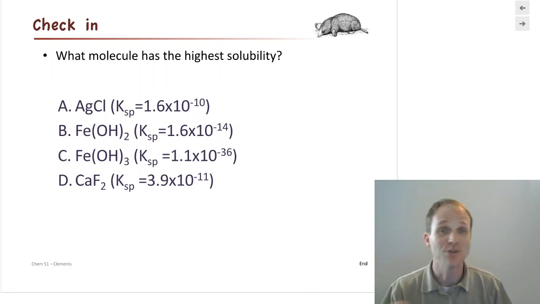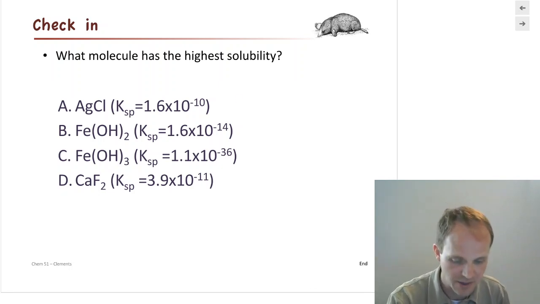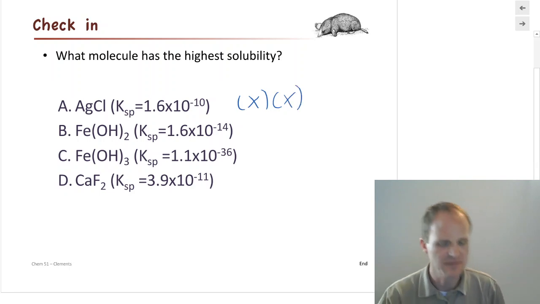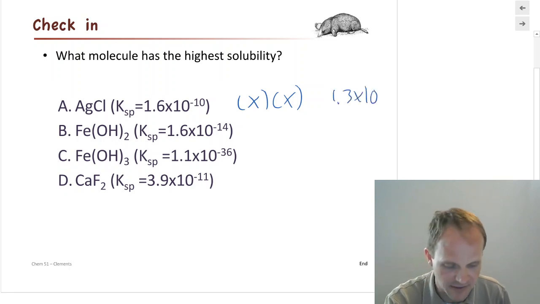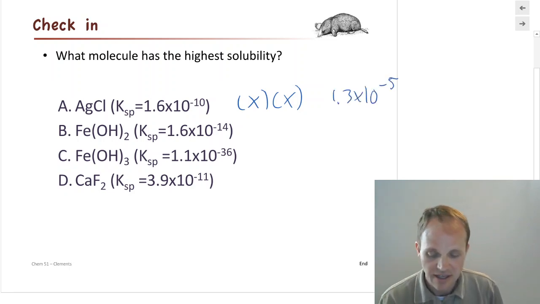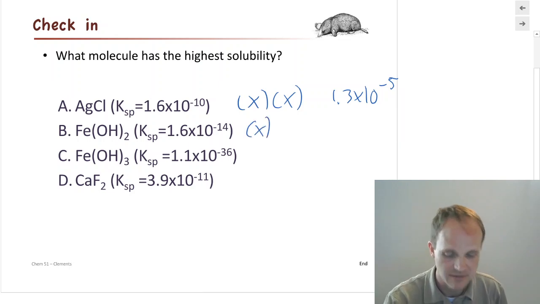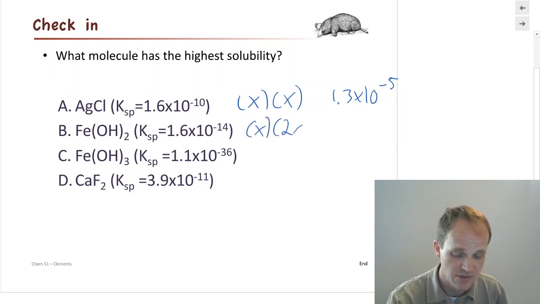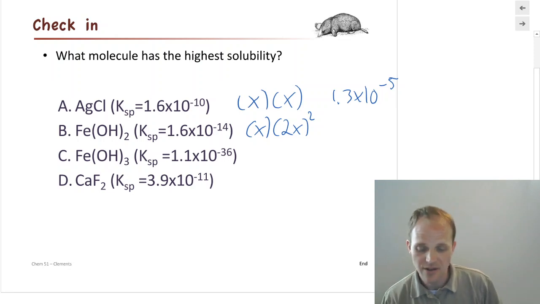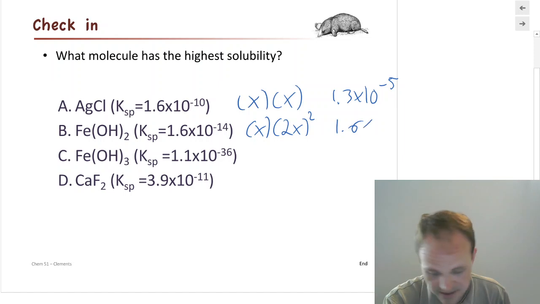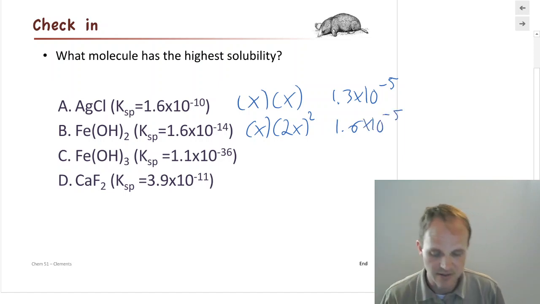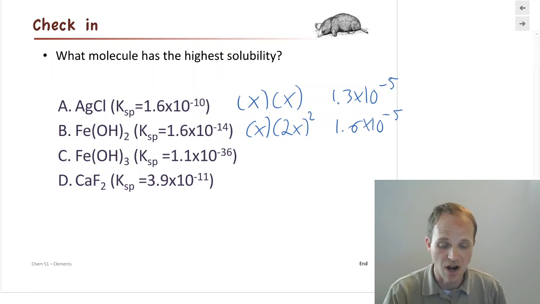When it's not the case, you got to do the work. AgCl, we know, is going to break apart. We've done that one a few times, so I'm just going to write the X and X. You take the square root of that, and you find that X is 1.3 times 10 to the minus fifth molar, right? That's our solubility. Fe(OH)2 is going to break apart into 1 iron and 2 hydroxides. We have to square that, and then you find that X is 1.6 times 10 to the minus fifth. So even though there's 4 orders of magnitude difference between those KSP values, their solubilities are almost identical.